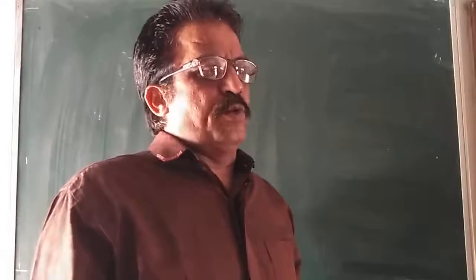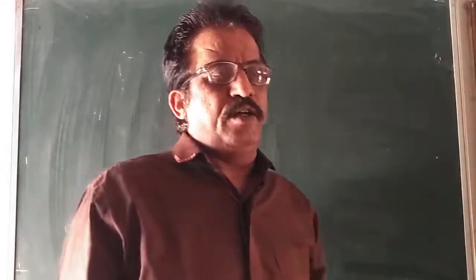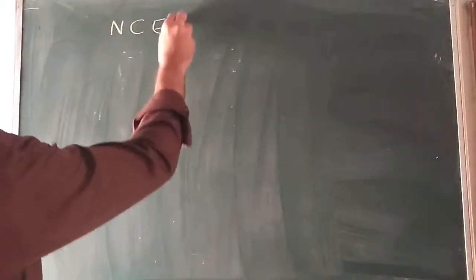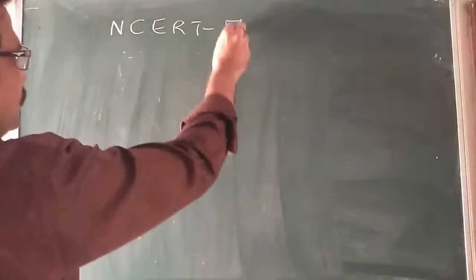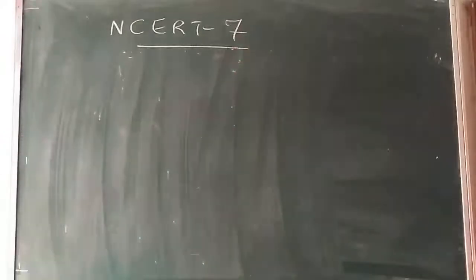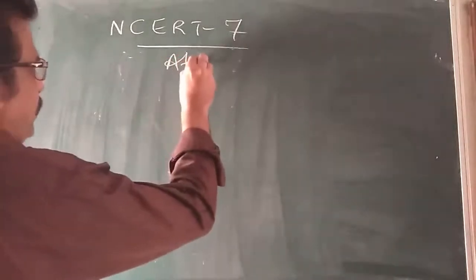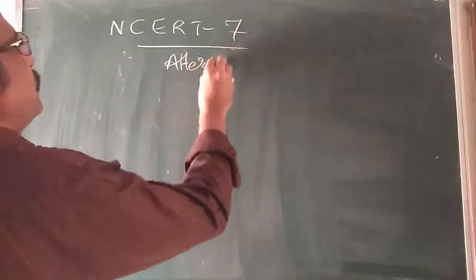As you know, in our last module we saw some questions of the NCERT textbook. We have done our chapter electromagnetic induction. Now today we are going to take another new chapter, NCERT chapter number 7, and the name of the chapter is alternating current. Write down alternating current.